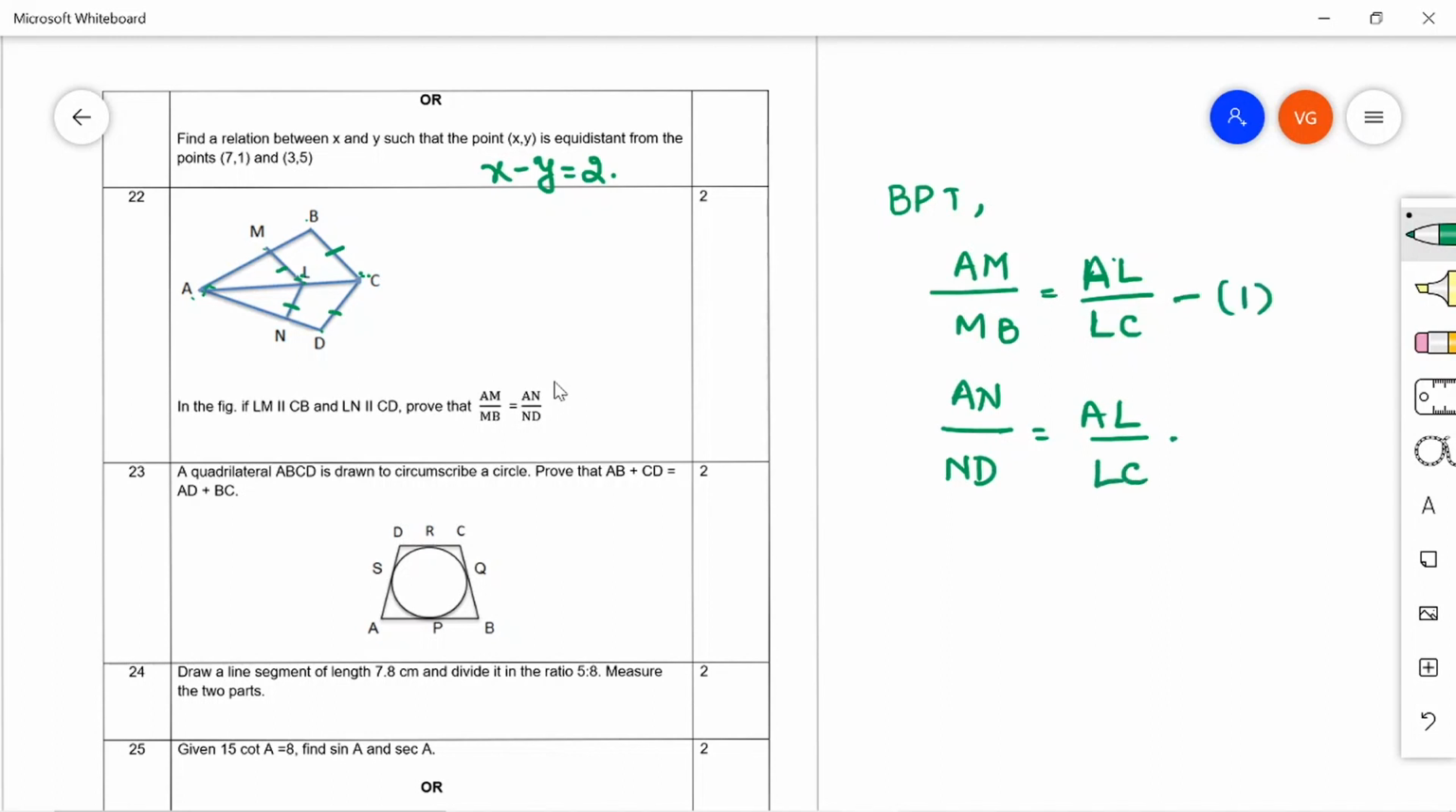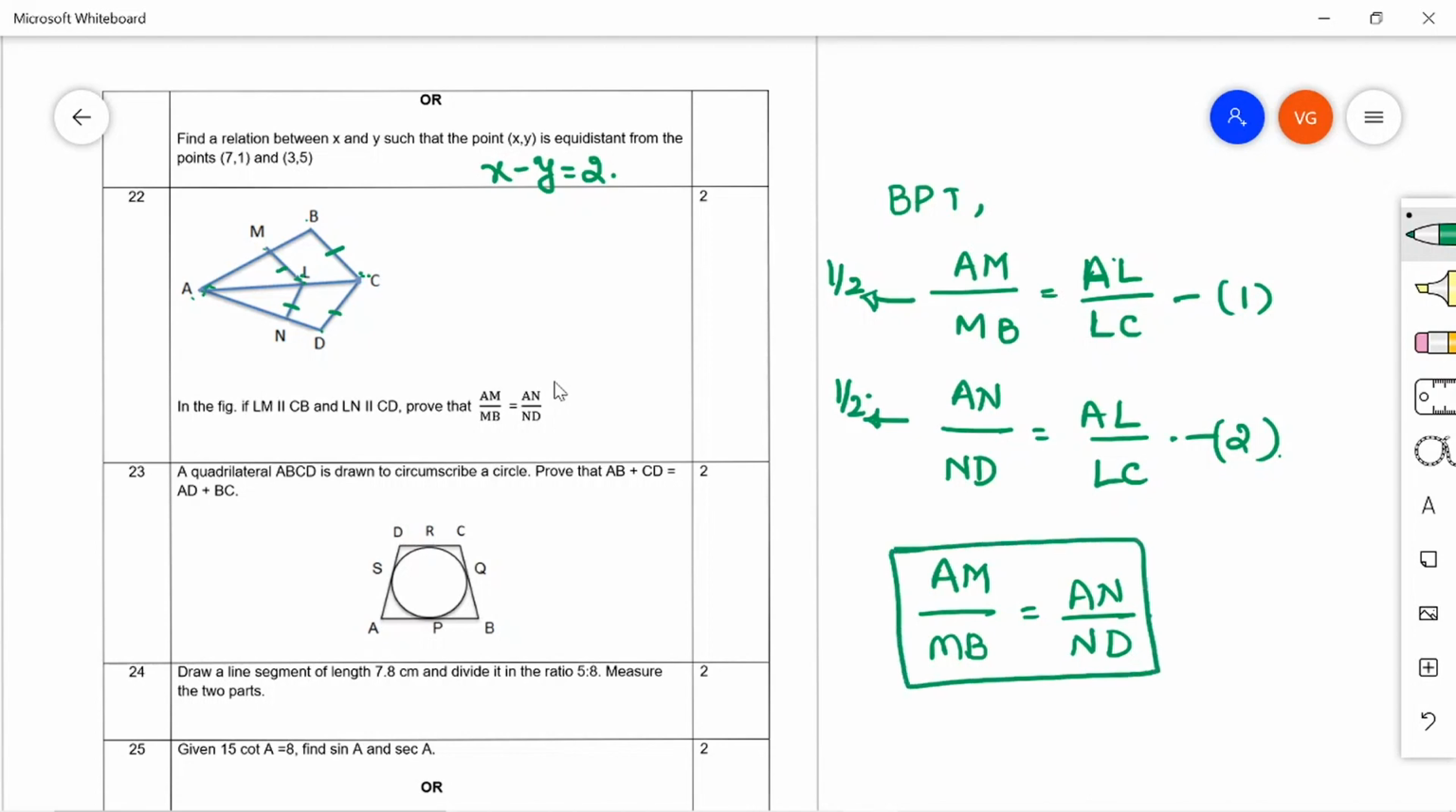So let us say this is equation 1 and equation 2. In both equation 1 and equation 2, the right hand side is equal, so you can equate the LHS also. So AM by MB is equal to AN by ND. That is what we have to prove. For writing the relation using BPT, you will get half mark and one more half mark here. And for equating and finding the final answer, you will get 1 mark. So this is the marking criteria for question number 22.